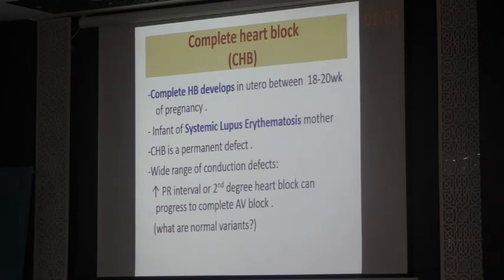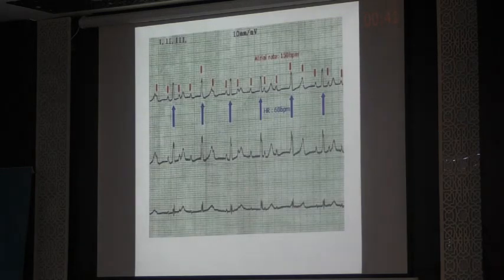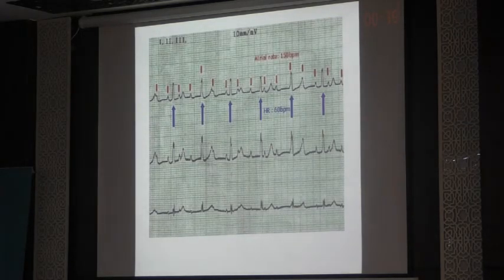Complete heart block is a permanent defect in these babies, and there's a wide range of conduction defects. A baby was born to a lupus mother and we're very happy he did not have a block, and then he starts having a prolonged PR interval. We said that is normal, but I have to follow up, as there is nothing abnormal in that baby, going to a second degree heart block and then to a complete heart block. This is an example of an ECG of one of our patients, with the P wave marching at an atrial rate of 150 beats per minute and a ventricular rate less than that, around 60, which for us in the neonate is very low.